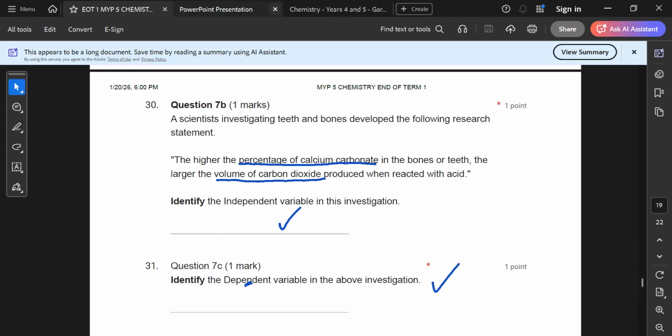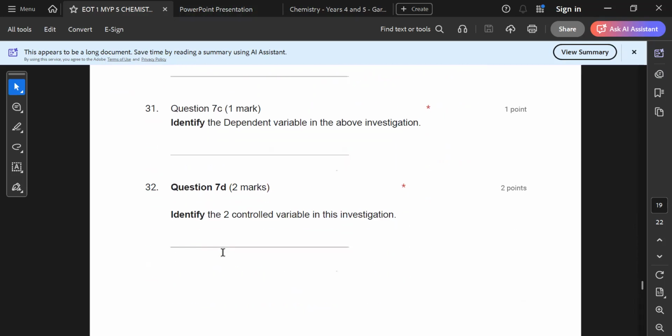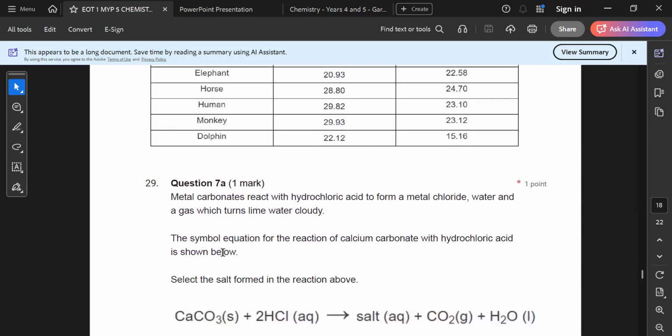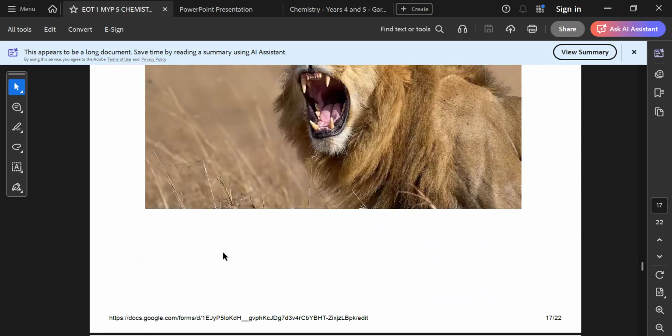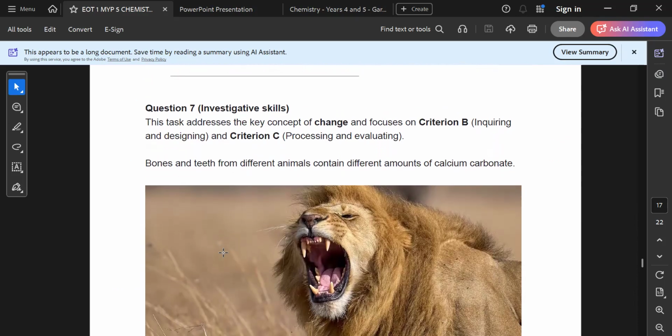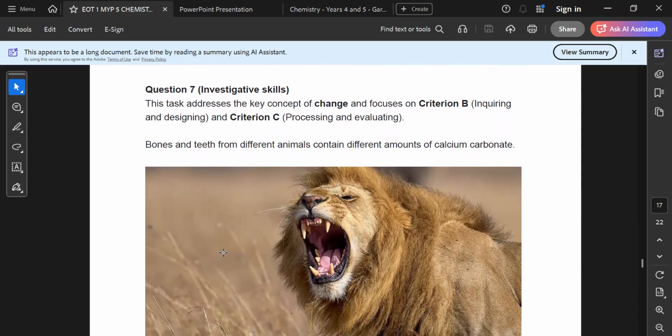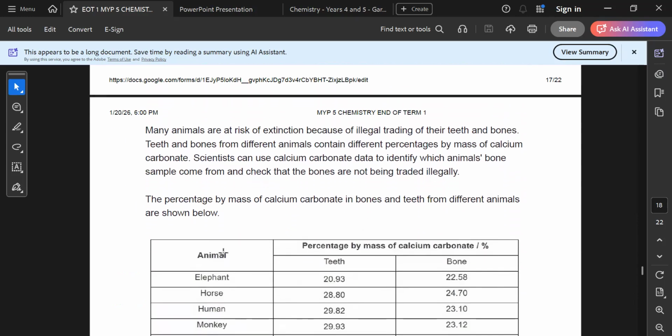Then the other question they are going to ask us is to mention the control variables. Now, this one, you can't see in a research statement or question. The stem must be read so you understand. So we shall go back up here and read it. They are saying bones and teeth from different animals contain different amounts of calcium carbonate. Many animals are at risk of extinction because of illegal trading of their teeth and bones.